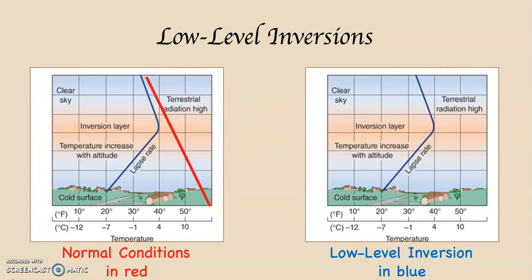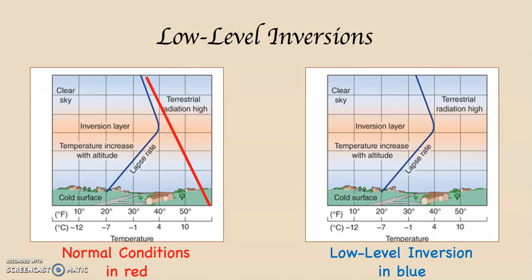Take a look at these two diagrams here. Over on the left-hand side, what I want you to see is normal conditions in red. Notice that if that's graphing temperature as you increase altitude, this is what normally happens in the troposphere. Increasing altitude results in decreasing temperature. You can tell the temperature is decreasing if you look at the graph along the bottom. As you go to the left, temperatures are going down. And that red line, as you get higher off the surface of the planet, is going to the left, which indicates that temperatures are dropping as you increase altitude.